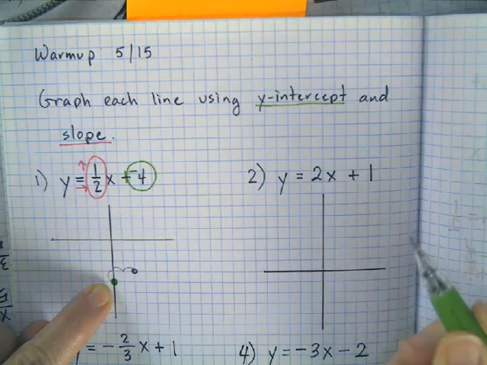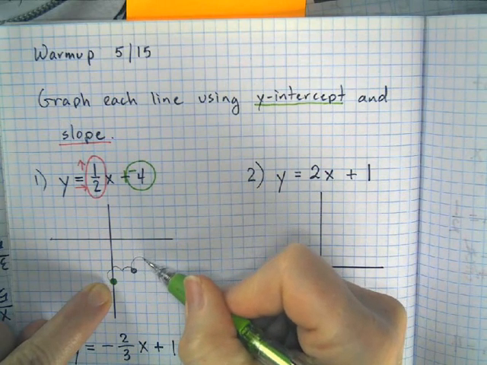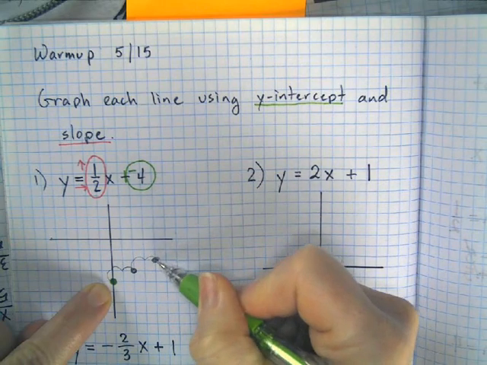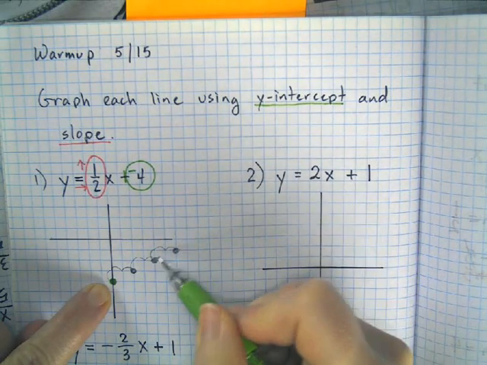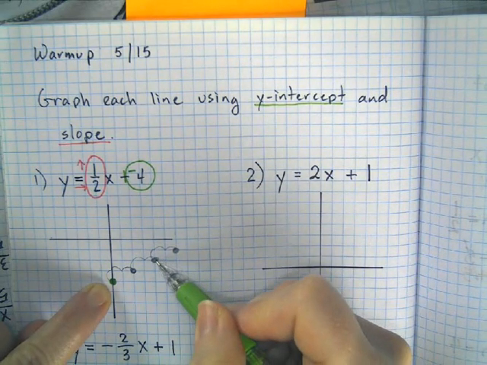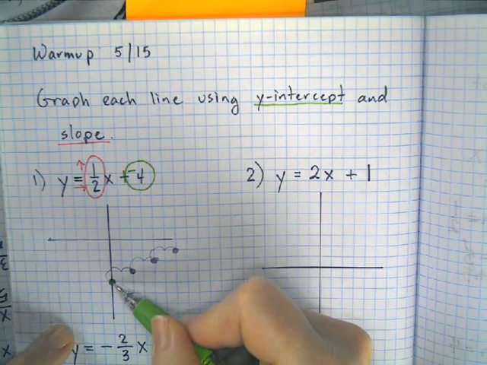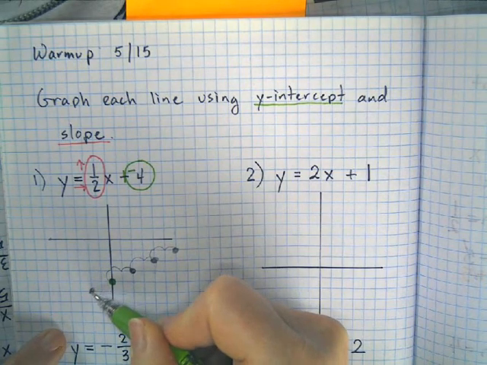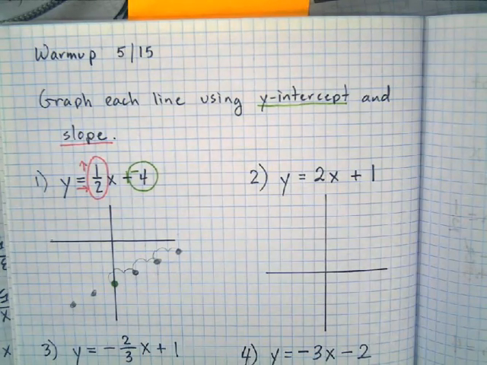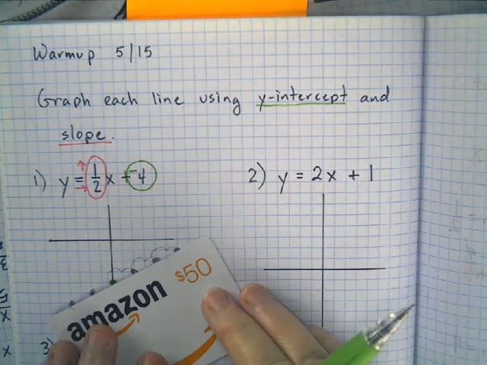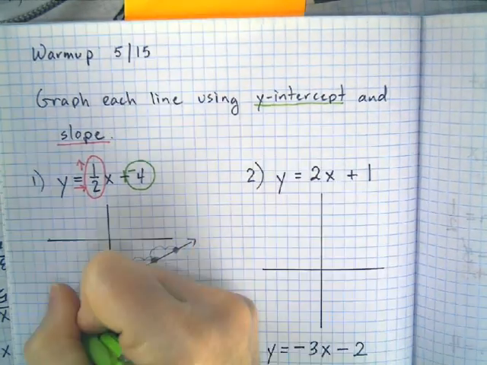And I can do it again. I can repeat that. I can go up 1 and to the right 2. And I can keep going. Up 1 and to the right 2. I could also go the other way. I could go down and to the left. Down 1 to the left 2, down 1 to the left 2, until I have dots all the way across. And notice they make a perfectly straight line. There it is. Okay? All right, next one.